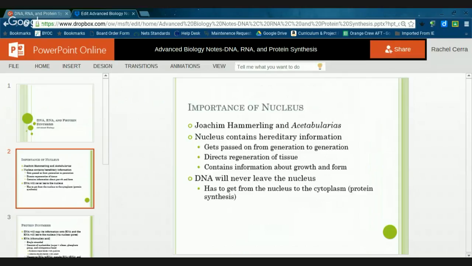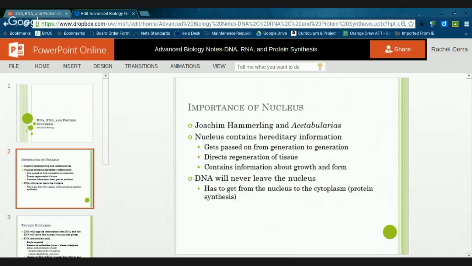A gentleman by the name of Joachim Hammerling looked at this species of algae called Acetabularius, and he did a couple of different experiments with them. First, he grew the algae, and then he cut it in half, and each gave rise to a new algae, but only if he cut it parallel, or straight up and down. He had to cut it vertically, not horizontally.